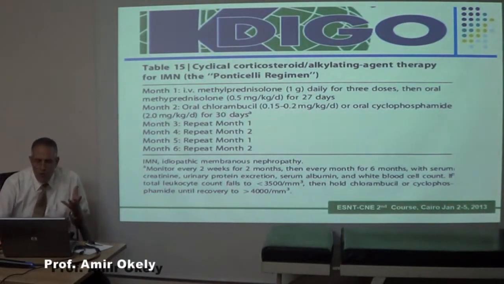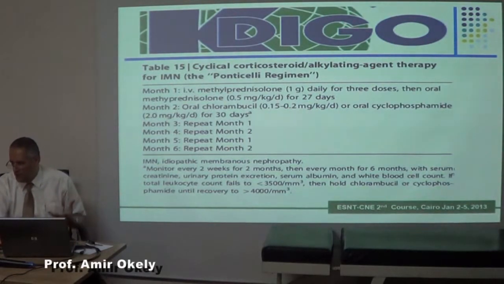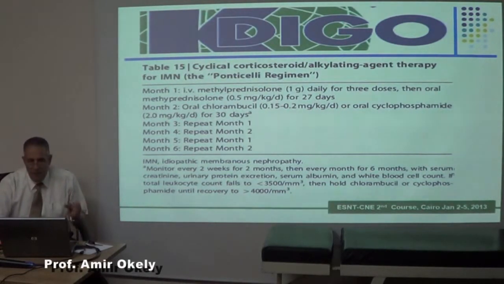What or how to do follow up for your patient? Which monitoring will you do for your patient during this regime? Monitor every 2 weeks for 2 months, the first two months, and then every month for 6 months.